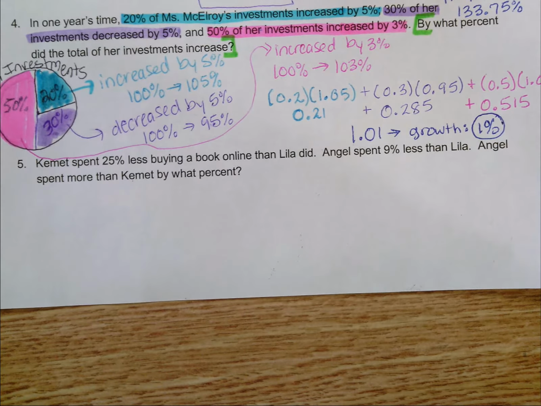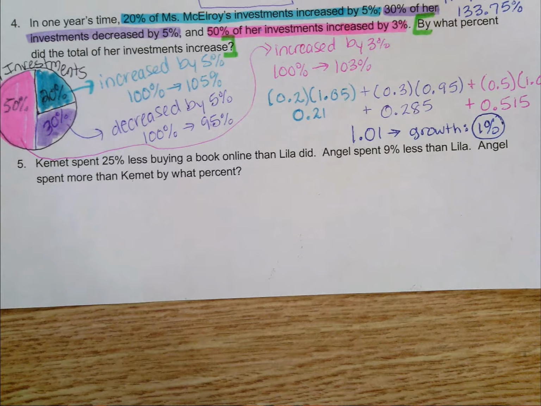Number 5. Kemet spent 25% less buying a book online than Lila did. Angel spent 9% less than Lila. Angel spent more than Kemet by what percent? This is really similar to problems number 2 and 3. So if you'd like a hint, go back and look at what you did for those problems.